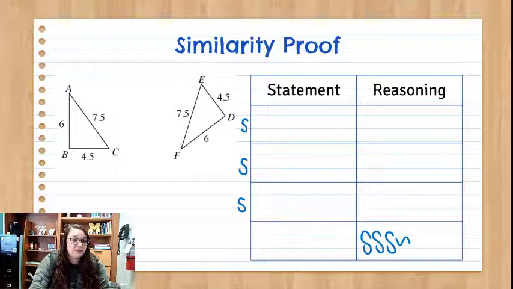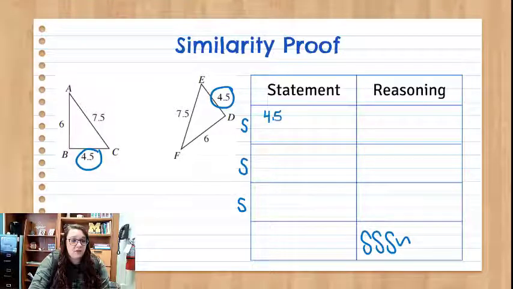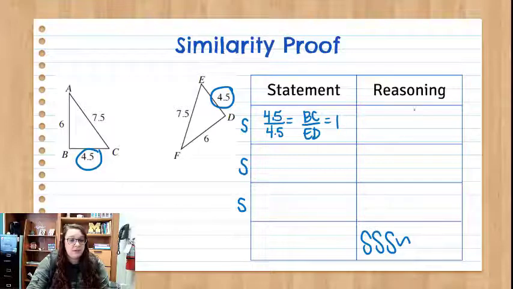The first set of sides are the little ones, 4.5 and 4.5. So I've got 4.5 over 4.5. In the statement side, I have to put the letters that go along with these. So this is BC and ED, and this is equal to 1. My reasoning is because of ratios.